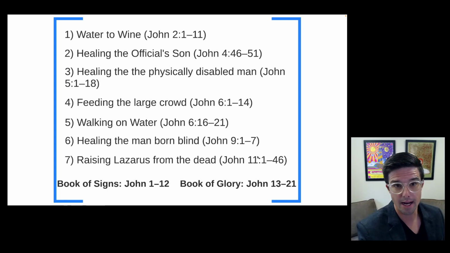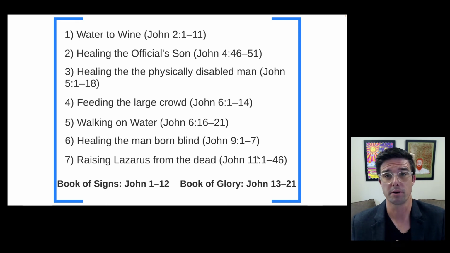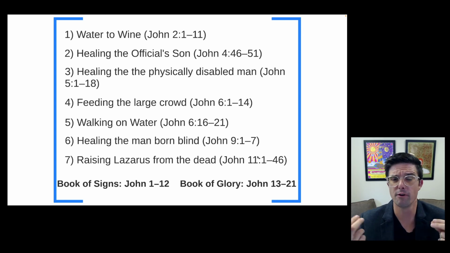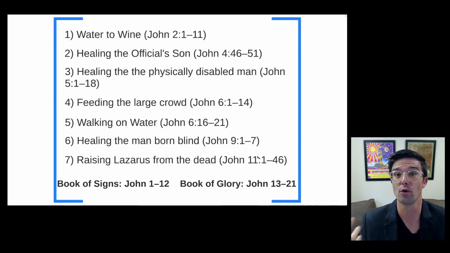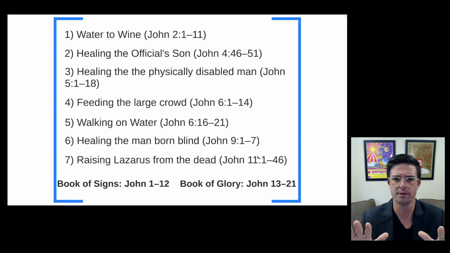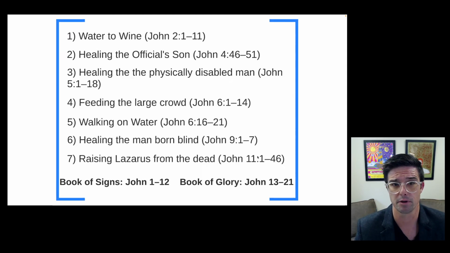So John 1 through 12 is often called the book of signs because it relays these different miracles or signs, and they are signs because they point to Jesus's identity. It narrates a period of several years of Jesus's life, whereas the book of glory, these last 8-9 chapters, really focus on Jesus's last days and his glorification through death and resurrection. So we have this twofold division, almost an even half and half split between the book of signs and the book of glory.